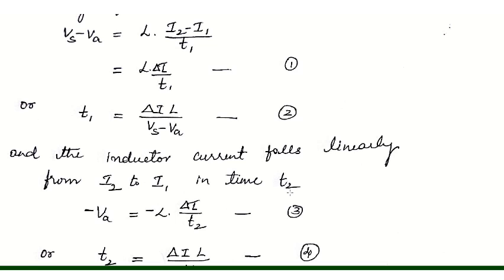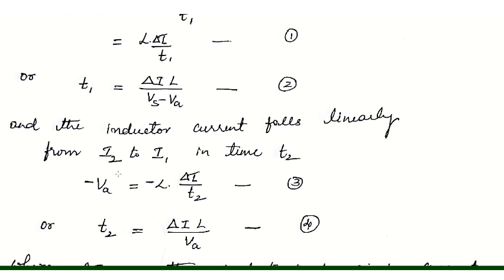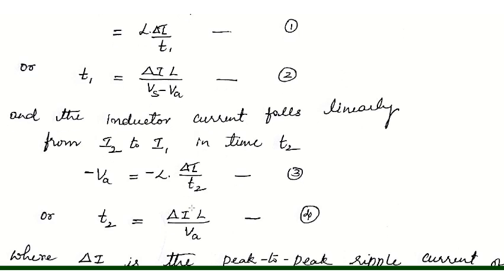We observed that in the waveforms, right? So that we can write it as minus Va. Minus because it is dropping. The current is dropping from I2 level to I1. So we will take it as minus. Va is nothing but our output voltage, average output voltage. So we can write it as minus L into delta I by T2.